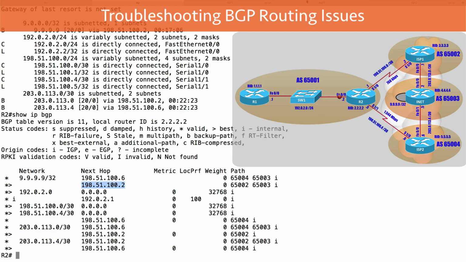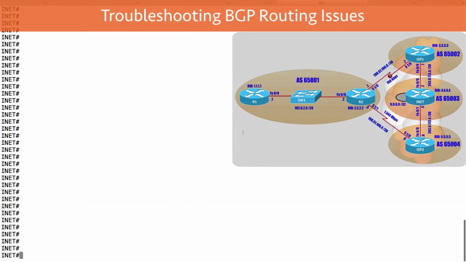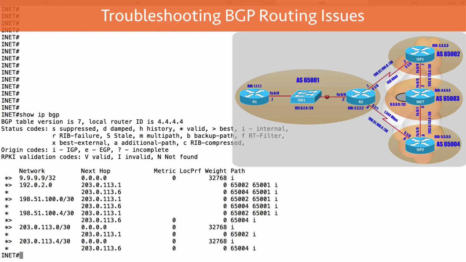How does it look from the internet coming back in? Well, let's go to the internet router and let's do a show IP BGP, and let's look at one of the routes inside of the enterprise autonomous system, 192.0.2.0 as an example. I could get there a couple of different ways. But notice where the greater than sign is.